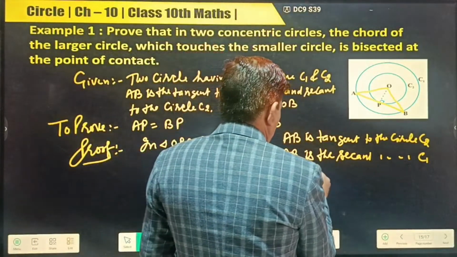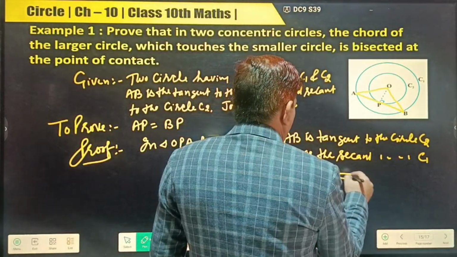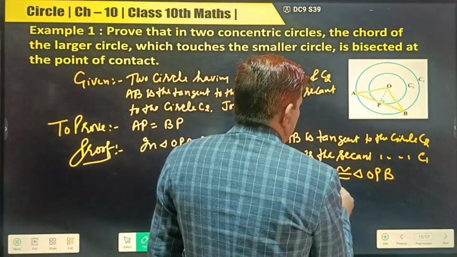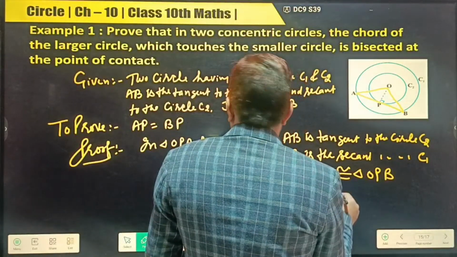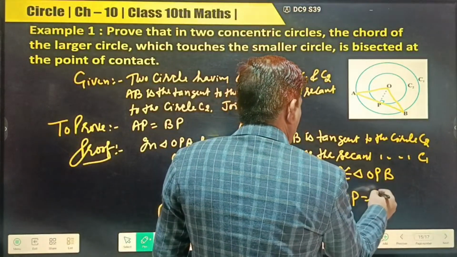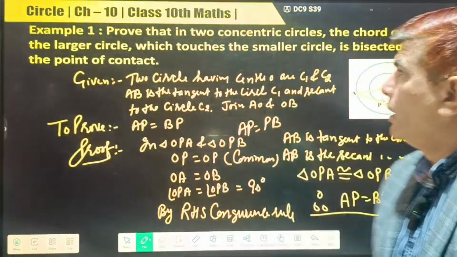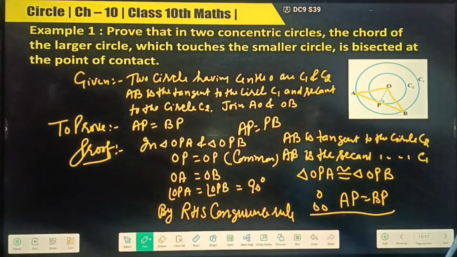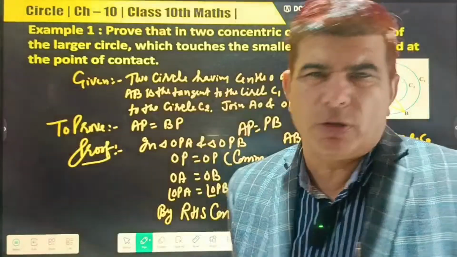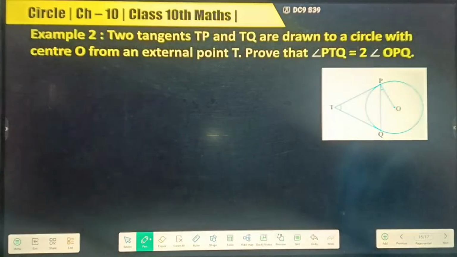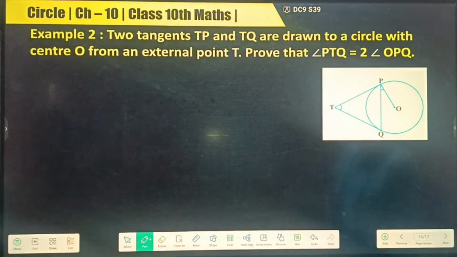Triangle OPA is congruent to triangle OPB. So what can we say? Therefore, AP equal to BP. Hence the result. Understood? Thus the chord of the larger circle touching the smaller circle is bisected. Bisected meaning divided into two equal parts. Understood? This is an important question.